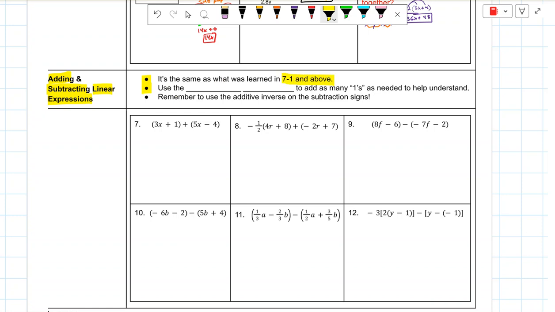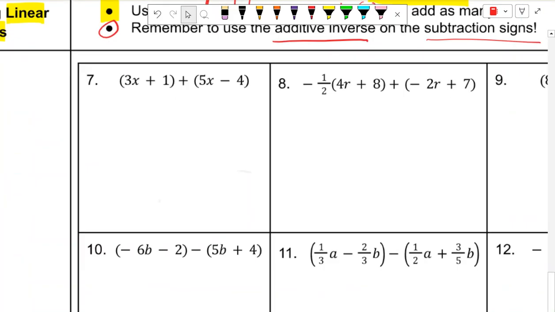Also, we're going to use the identity property of multiplication, and this is going to be a multiplication sign right there, to add as many ones as needed to help understand. And remember, we're going to be using the additive inverse on all subtraction signs. All right, let's take a look at number 7.